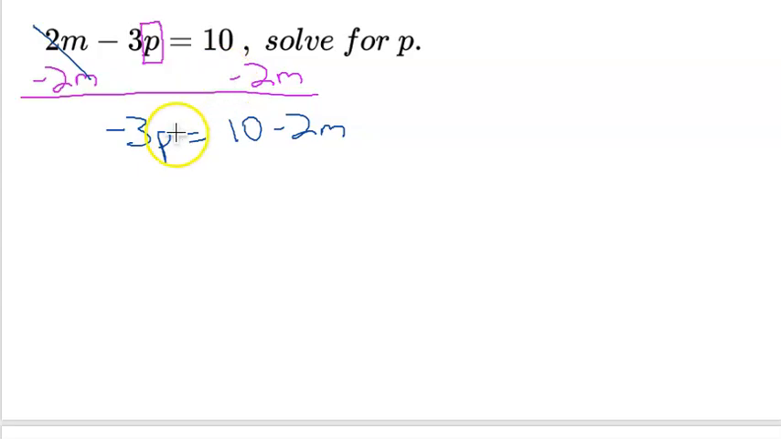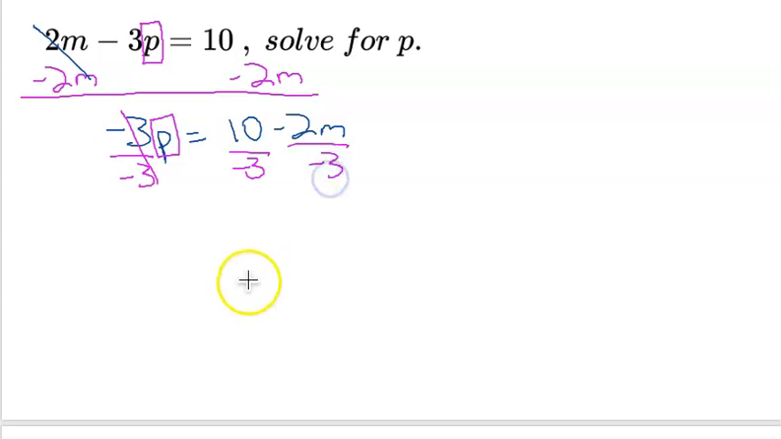My goal was to get the p by itself. I'm almost there. I need to get rid of the negative 3. It's being multiplied to the p, so dividing it, negative 3 over negative 3 is 1. 1p is just p. But I have to do it to everything. All of it. Every term. When I do that, it looks messy, but p is by itself.